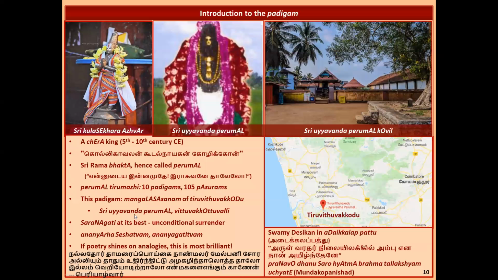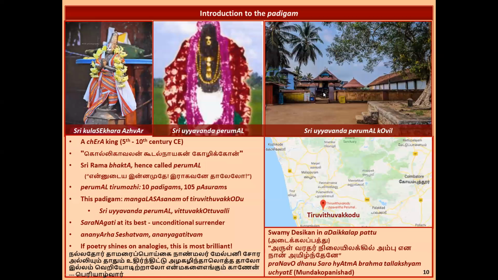The perumAl there is called Sri Uyyavanda perumAl. You can see the temple. When you go from Tamil Nadu to Kerala, the temple architecture changes dramatically. You start getting these palm trees and so on, and also you don't have the traditional gopuram of the Dravidian architecture.